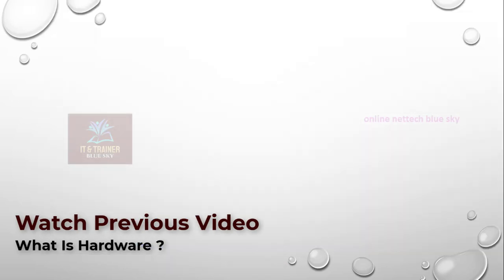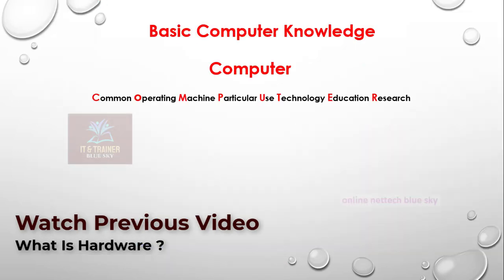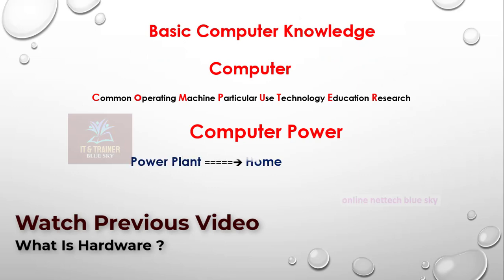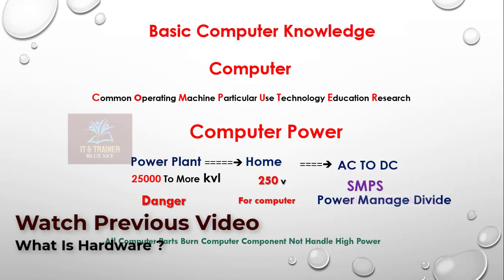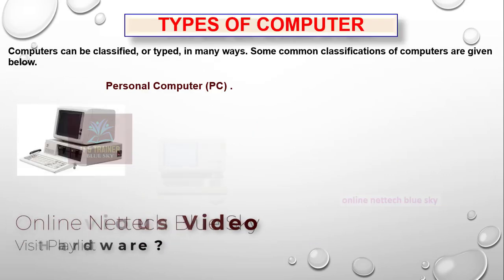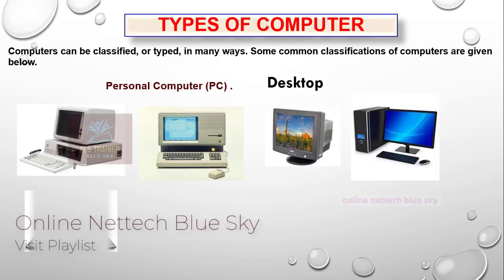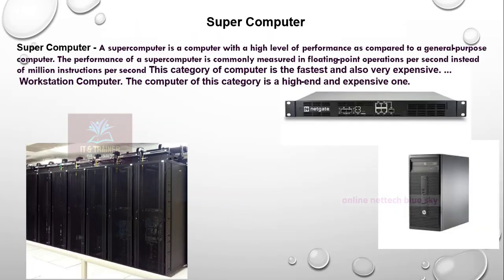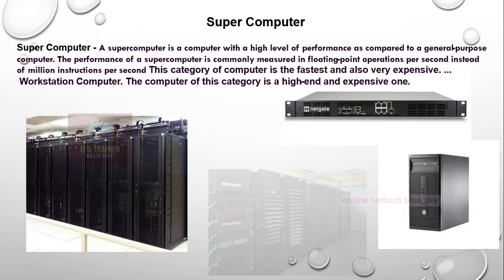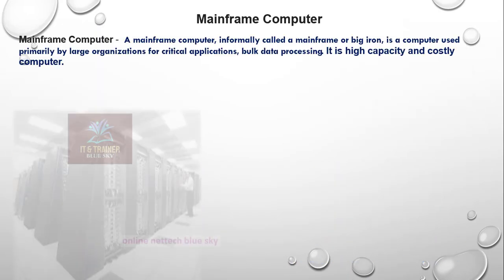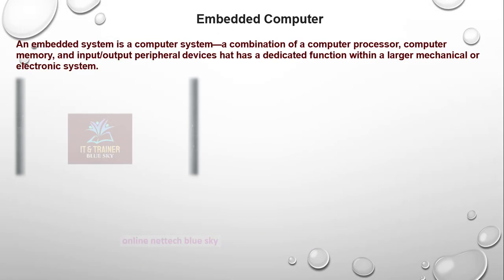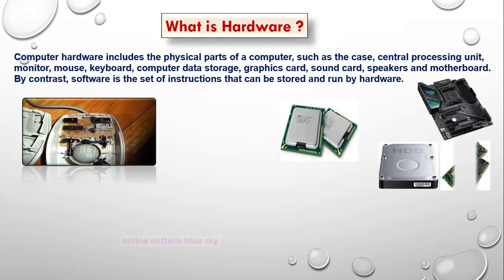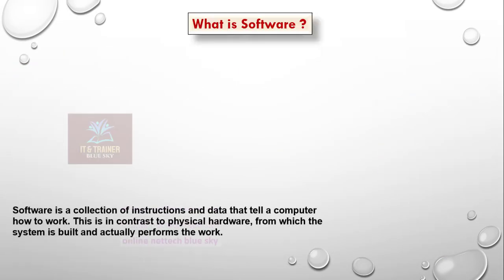In the last previous video I already created computer history, the full name of computer and the differences, and the types of computer: mini computer, supercomputer, mainframe computer, embedded computer. What is hardware? I already covered that in my previous video.